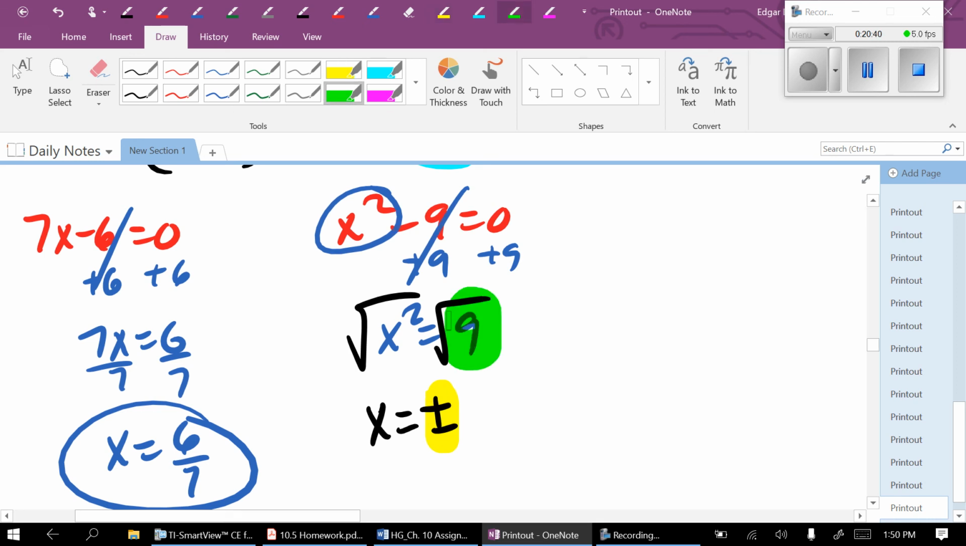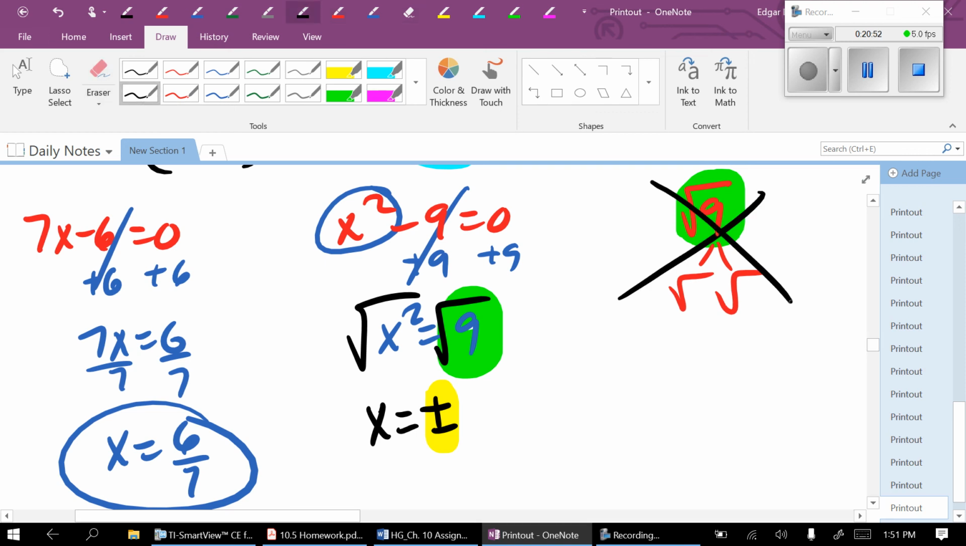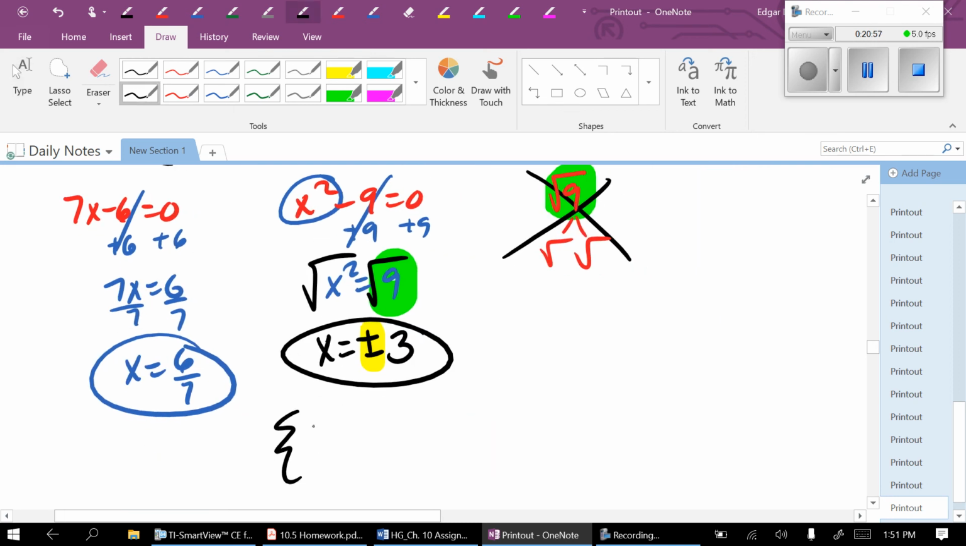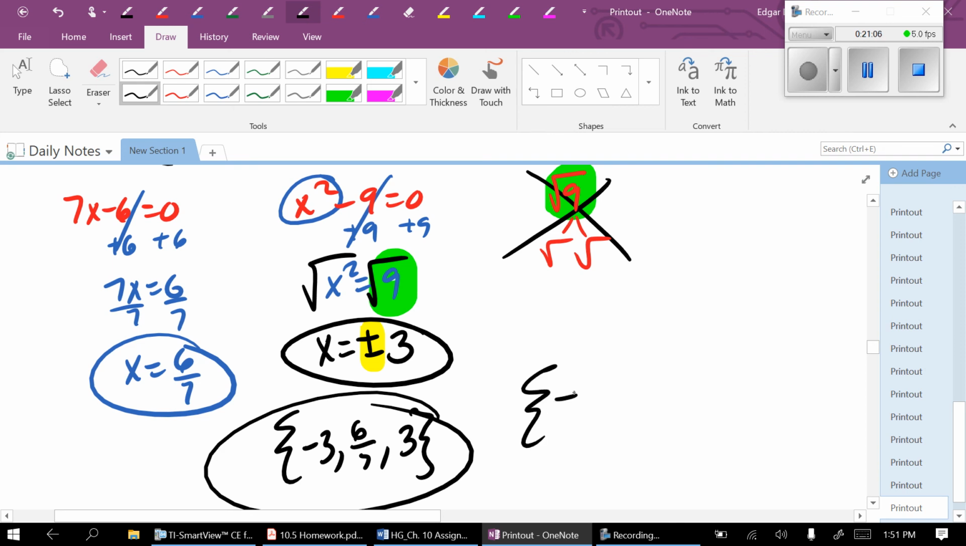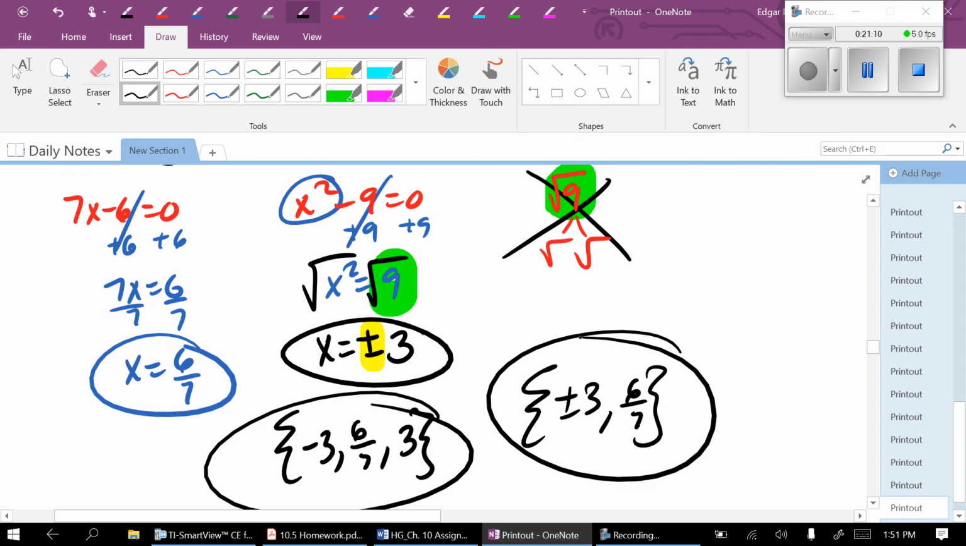And finally, the last thing, guys, is you will try to do some work off to the side here to simplify the square root of 9. But actually, we don't even need to do any of that because the square root of 9 is a perfect square already. That's just 3. So I have my 3 answers already: negative 3, 6 over 7, and positive 3. Or if you don't like this format, guys, you can always write it as plus or minus 3 and 6 over 7. Either way is fine with me. Both of those are correct answers.